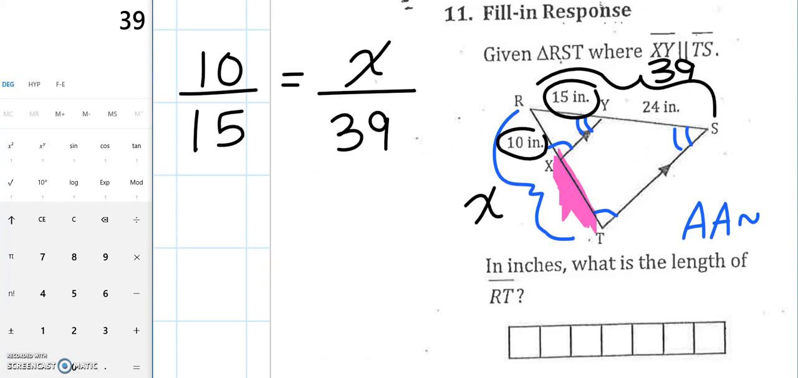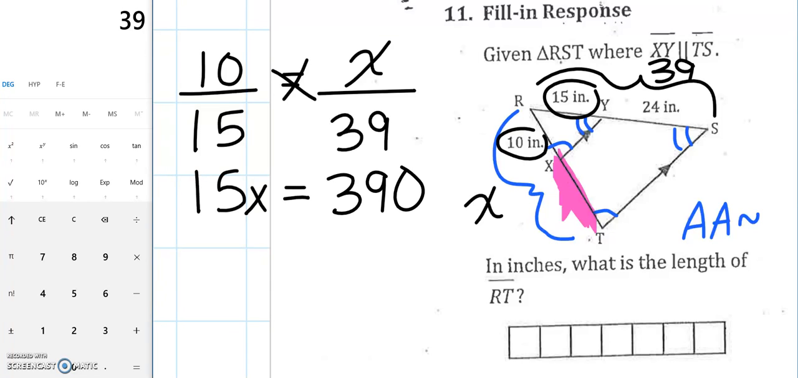All right, now let's cross multiply. 15 times X is 15X. 10 times 39 is 390, just add a 0. And then in my calculator, I'm going to do 390 divided by 15. So X is 26. So what is the length of RT? It's 26. Okay, next question.